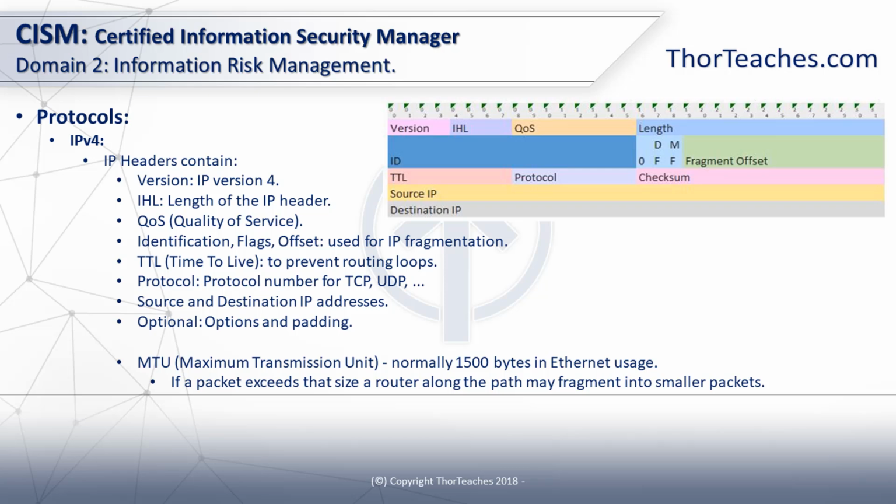We also use something called MTU, or Maximum Transmission Unit, which indicates how large a packet can be for us to send it. Normally it's around 1500 bytes for an Ethernet packet. If a packet is bigger than that, a router might choose to break it down into smaller fragments so the packet doesn't exceed the size it should be.